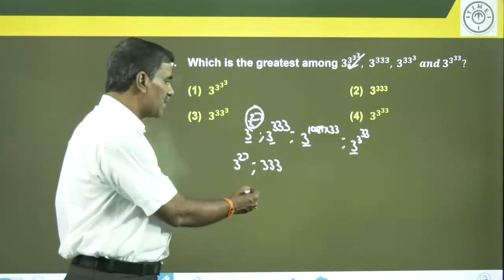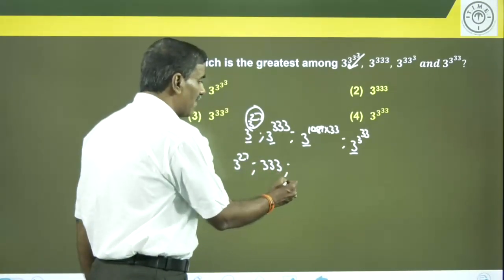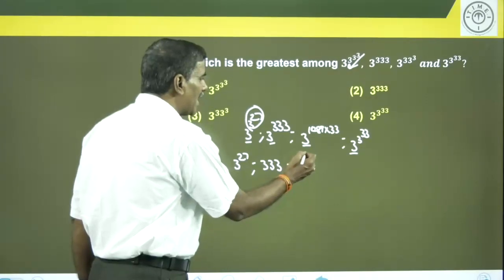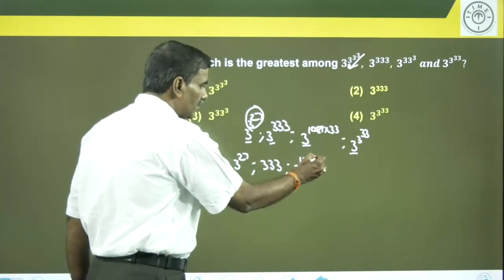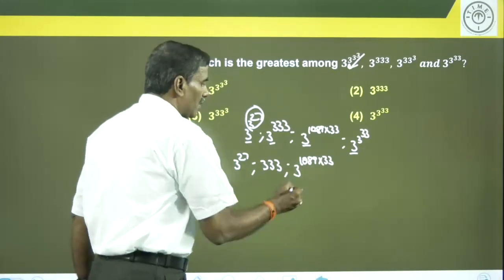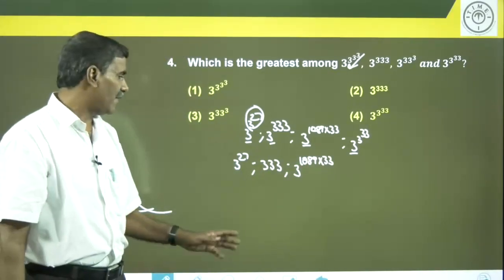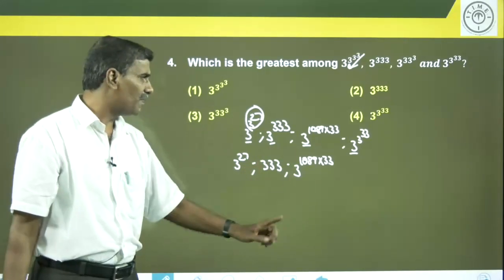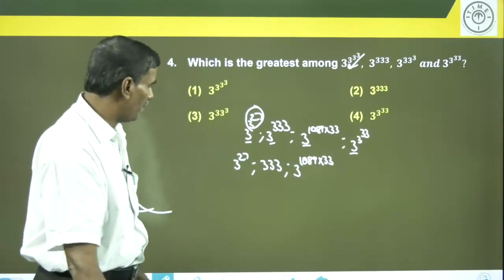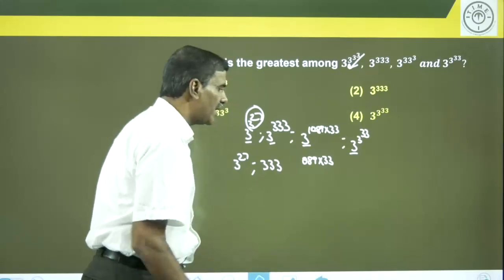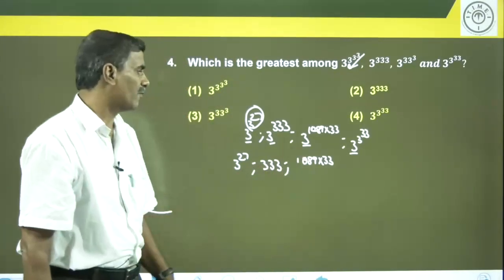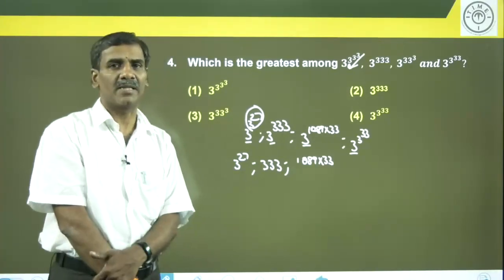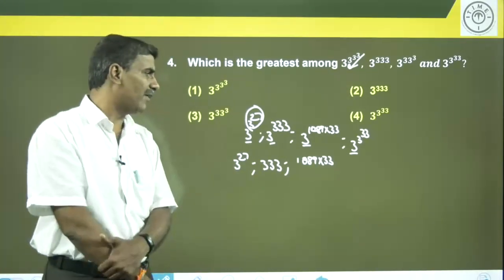So definitely this is much bigger than this one. Same way, 3 power 1089 into 33 is much more than 333, right? And if you are looking at 3 power 27, here already the base we have considered. So I can say only the exponent 1089 into 33 will be used in the comparison, because already the base is 3, we are removing that. So 3 power 6 itself is 729.